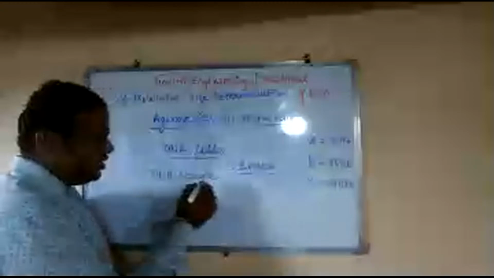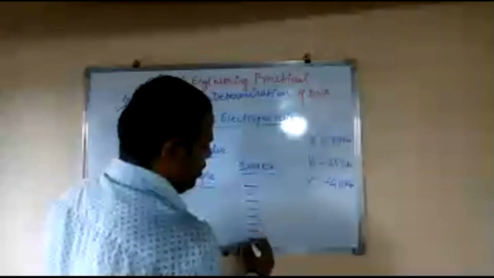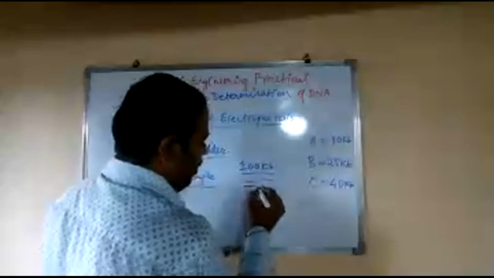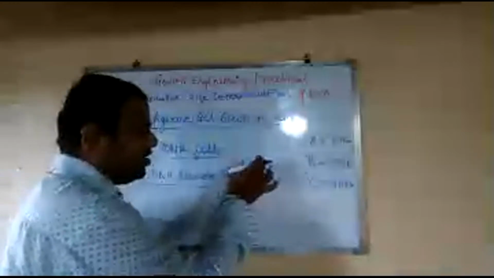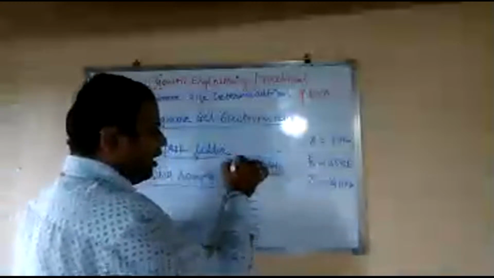This means that the DNA ladder I am using to determine the molecular weight will have around 10 bands: 1, 2, 3, 4, 5, 6, 7, 8, 9, and 10. There will be 10 bands. When we put this 100 kb ladder into the agarose gel electrophoresis, what is going to happen? This ladder is going to run. We are going to do the electrophoresis.